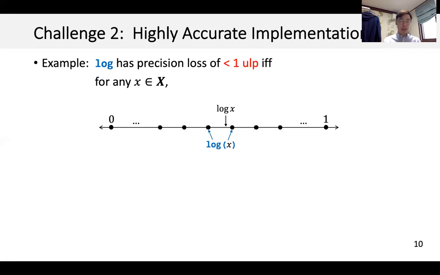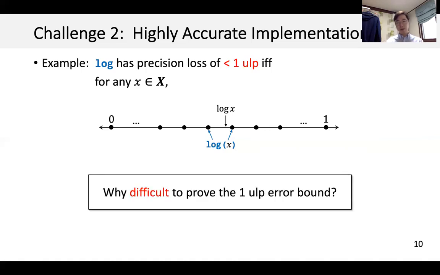As you can see, this error bound is quite tight, and it claims a very strong bound on the accuracy of the floating point implementation. Okay, so we now understand that the 1 ulp error bound is a very strong claim, but then why is it difficult to prove the 1 ulp error bound?